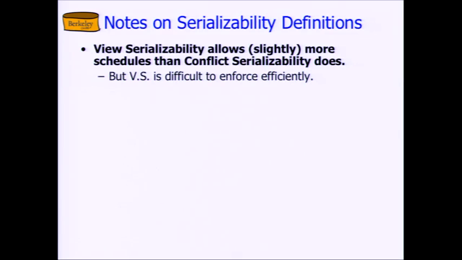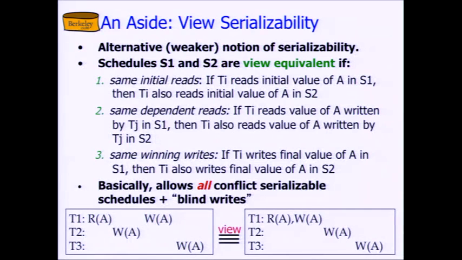Question? What if 2 different transactions write on the same object? Okay, 2 different transactions write on the same object. We're talking about view serializability. What's the question?